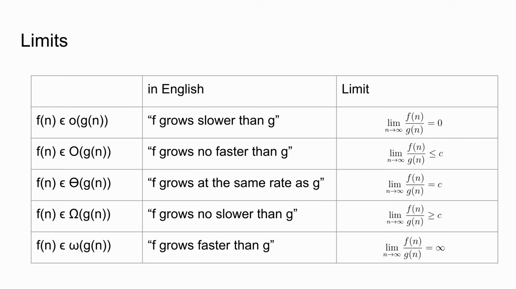f of n is in big omega of g of n if f grows no slower than g, and the limit as n goes to infinity of f of n over g of n is greater than or equal to some positive constant c. And lastly, f of n is in little omega of g of n if f grows faster than g, and the limit as n goes to infinity of f of n over g of n is infinity. Okay, that was a lot of information, so let's get some practice.